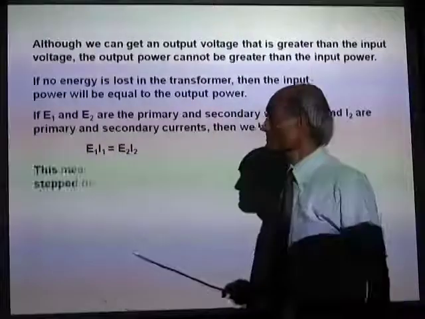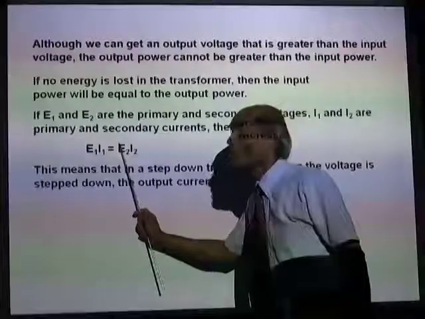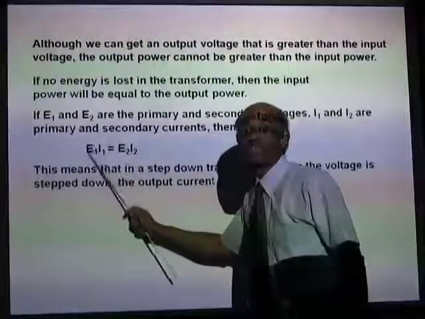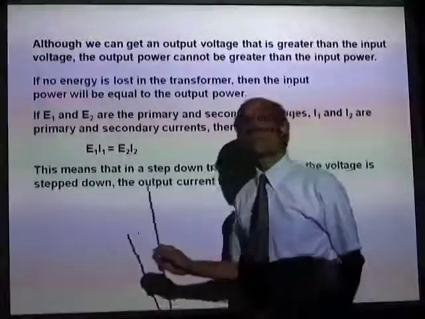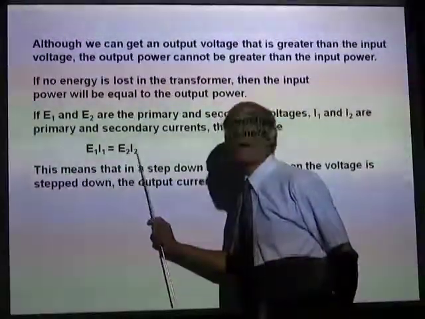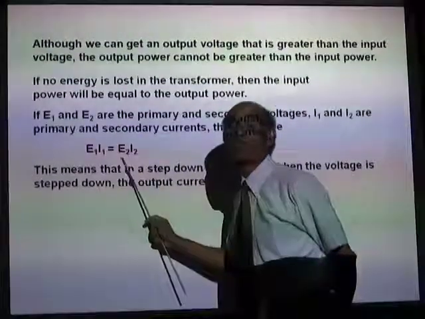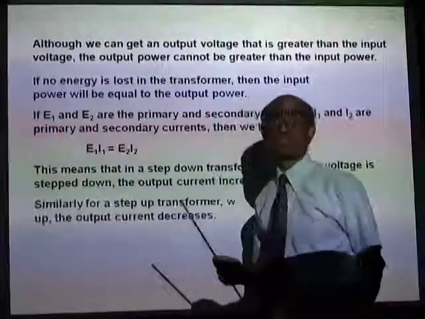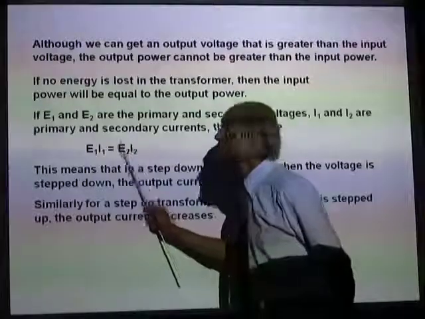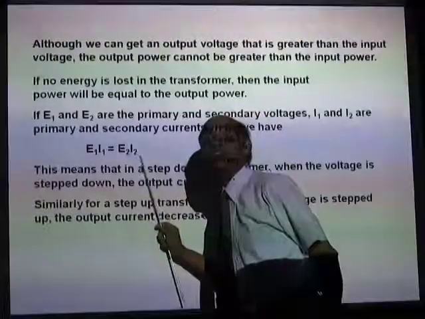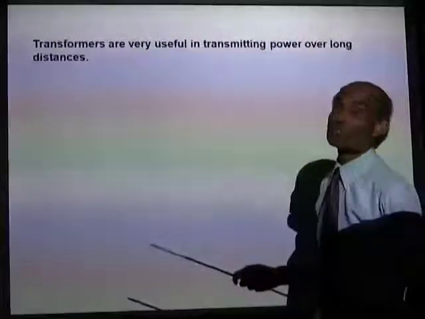This is ideal. Now this means that for a step-down transformer, when E2 becomes less than E1, I2 will be greater. For a step-down transformer, the output current will be greater than the input current when the output voltage is less than the input voltage. Similarly, for a step-up transformer, when you step up the voltage, you step down the current. You can't have both step up at the same time.